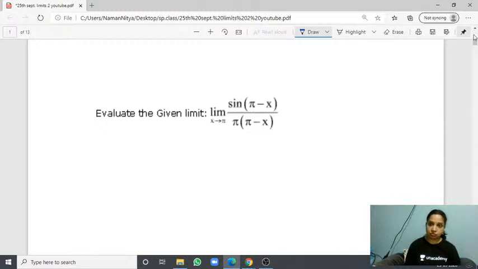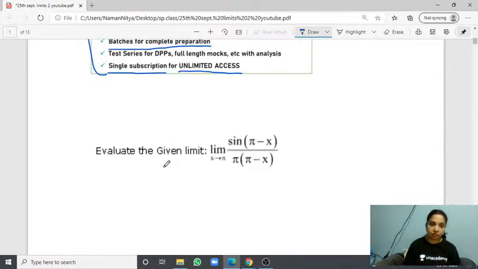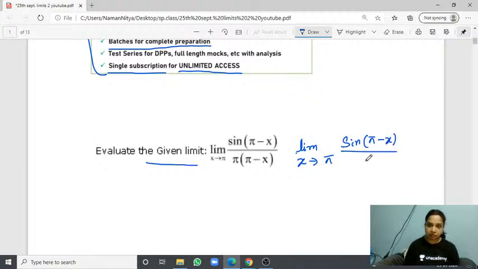This is the first question. Evaluate the given limit. What is this formula? This function is nothing but limit x tends to pi, sine(pi minus x) divided by (pi minus x). So you can just try this and you can write your answers also.